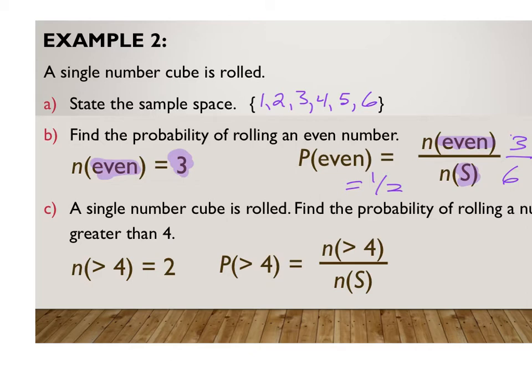Okay, how many numbers do I have greater than 4? 5 and 6, so 2. So that's going to be the number greater than 4, or 2, over my total. So it simplifies down to 1/3.